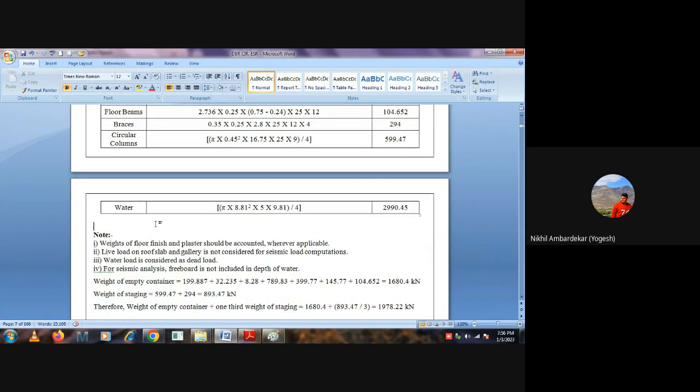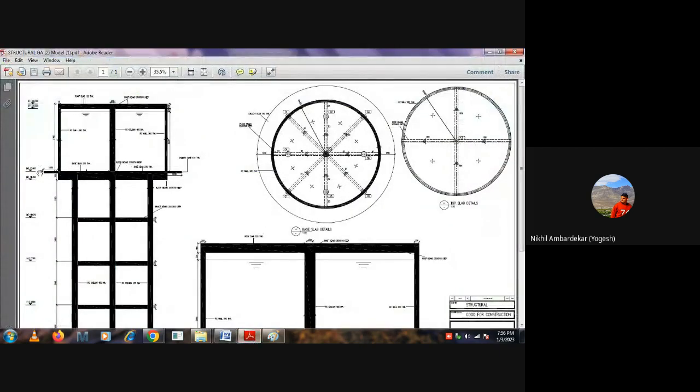So in this, what we have mentioned, weight of the floor finish and plaster would be accounted where it is applicable, that's fine. Live load on the roof slab and gallery is not considered for the seismic load computation, because when seismic load will be there, we are not considering any live load, correct? Because during an earthquake, no one will be standing here, all will have just run away. Even though it is just a few seconds, maybe 20, 30, or maximum 1 minute, we are not considering live load.